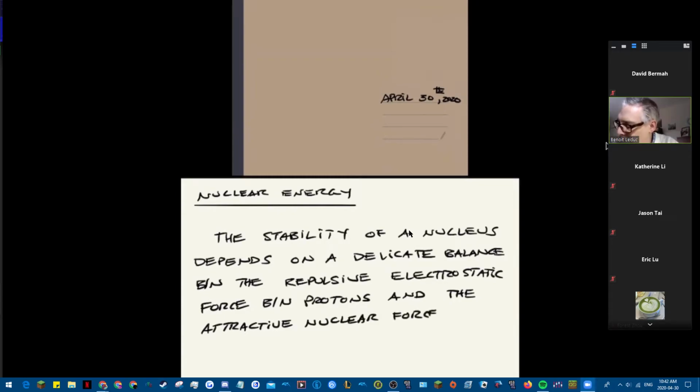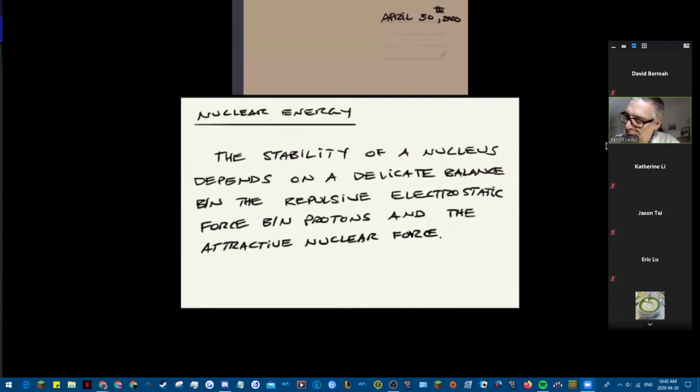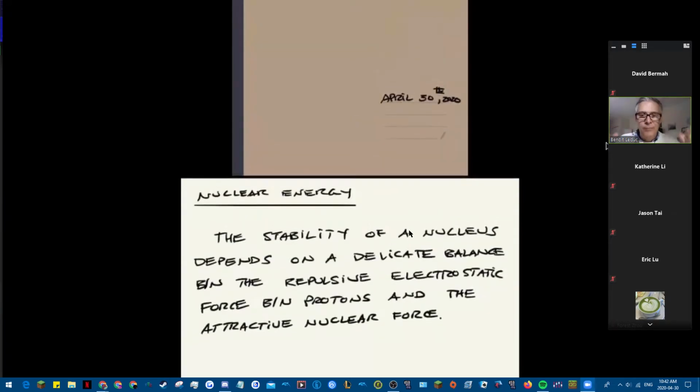There's a weak force too. The weak nuclear force also is at play only at the nuclear level. And it's kind of a destabilizing force. Anyway, I'm not going to get into details of this. Okay, so the stability of a nucleus depends on a delicate balance between the repulsive force and the attractive nuclear force.